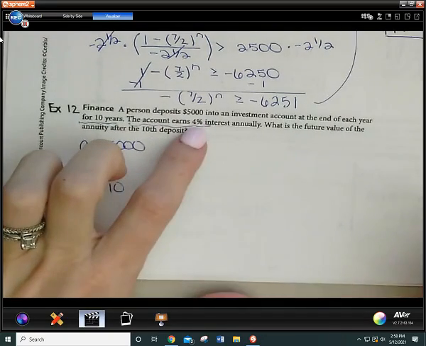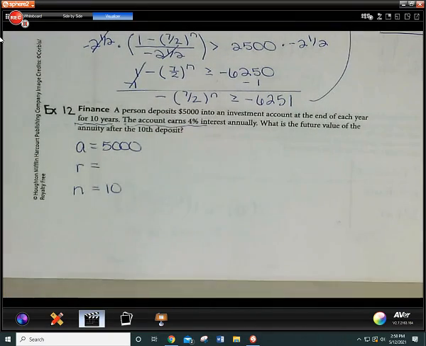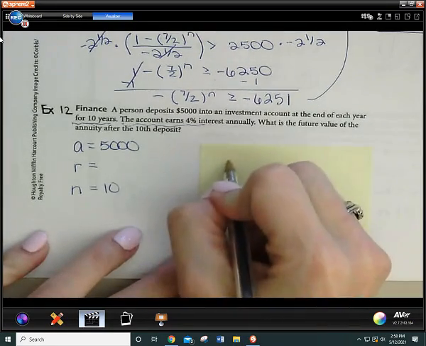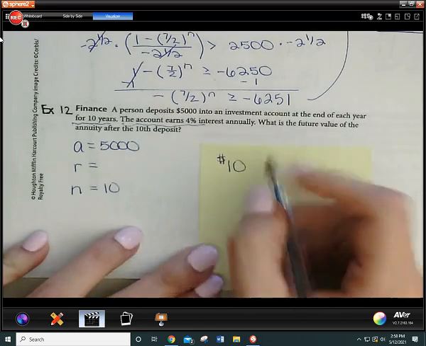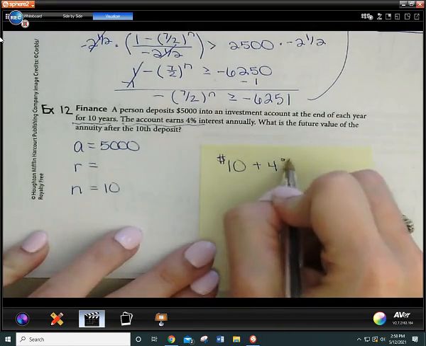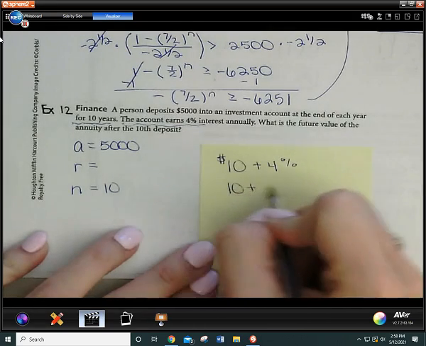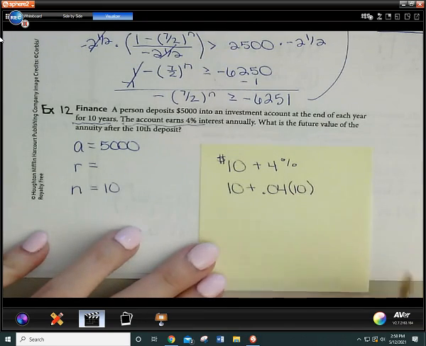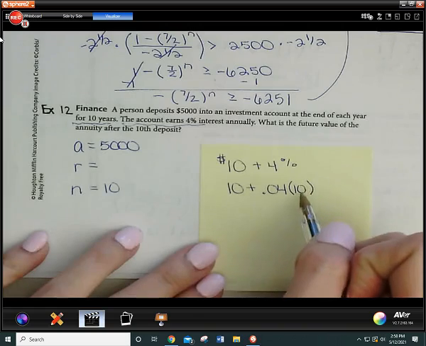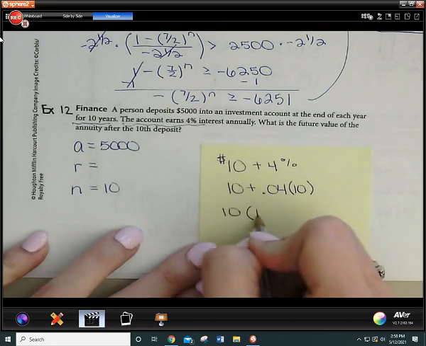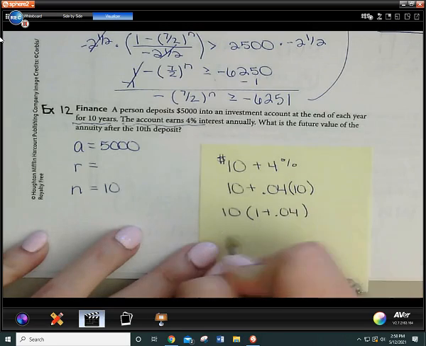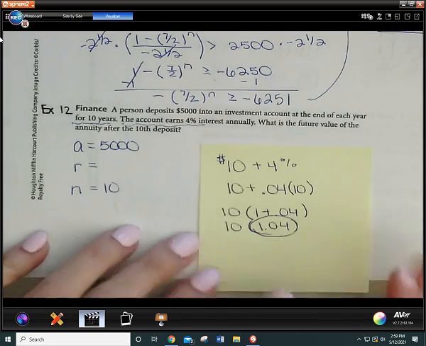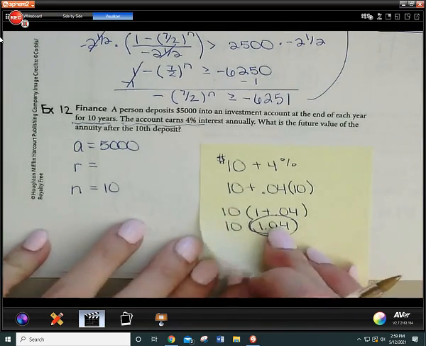So if you are adding 4% to your account, for example, if I had $10 and I want to add 4%, then I'm going to have to say 10 plus 4% of 10. And if I factored that, if I pulled out a 10, that would be 1 plus the 0.04, which is 1.04. So our rate is increasing by 4%, so 1.04.